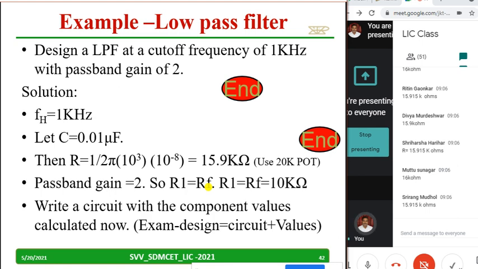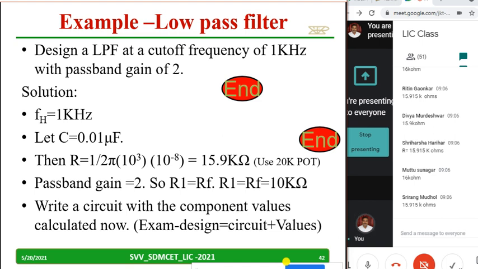Have a habit of this. Whenever we say design, after calculating values, we need a circuit with those values. Then only I can say you have designed. So take a minute and try to write the circuit diagram of a low pass Butterworth filter and write down all the values, R, C value, and somewhere you can write down fh equal to 1 kilohertz and put a square bracket. Have a habit of writing neatly.